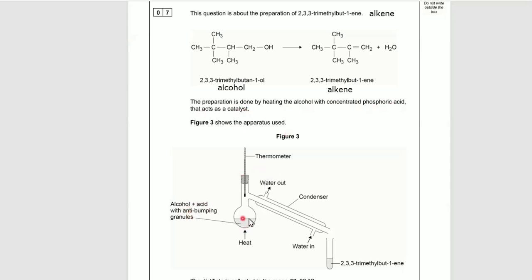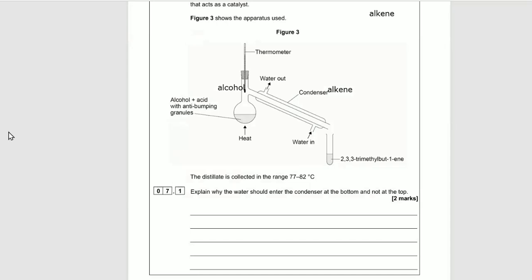Now we've got the distillation equipment. It's how we separate out our reactant from our product. We've got the alcohol and the phosphoric acid and anti-bumping granules in here, and we've got water in at the bottom, water out at the top, and the Liebig condenser there, and of course the vapors condense down there to form 2,3,3-trimethylbutene. The distillate's collected in the range of 77 to 82, and the question is, explain why the water should enter the condenser at the bottom and not at the top.